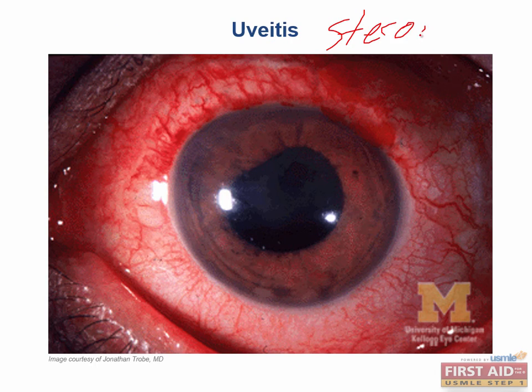Steroids are usually the first-line therapy for uveitis if therapy is actually indicated. And this makes a lot of sense because we use steroids often as anti-inflammatory agents.